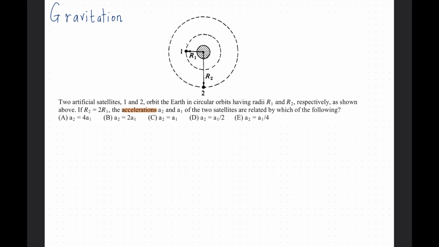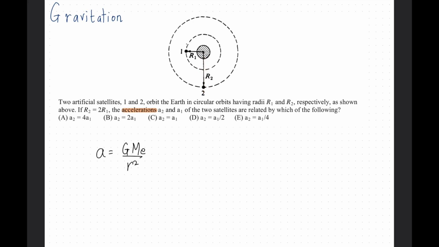So we will write the formula for acceleration as GM over r squared. Again, M is the mass of the object which is at the center. In this case, it's Earth which is at the center, so it should be the mass of the Earth. And r is the distance from the center of the Earth. So we can see that R1 as well as R2 is given from the center of the Earth.